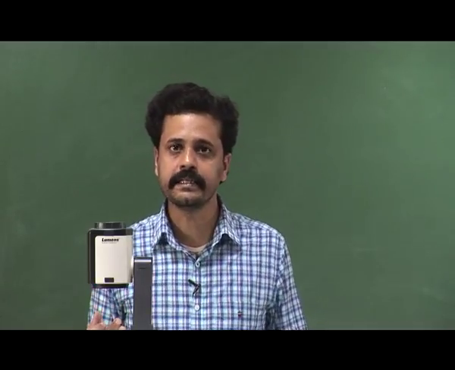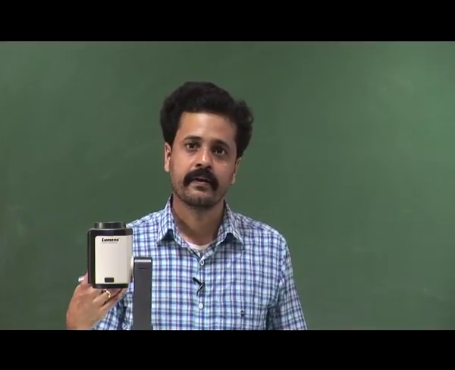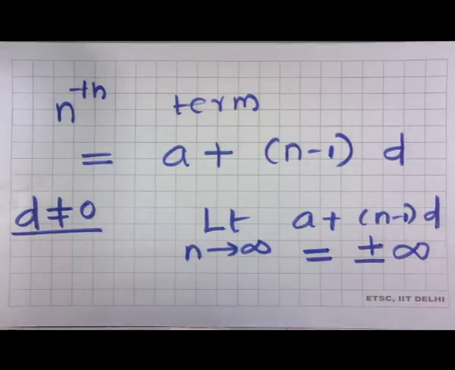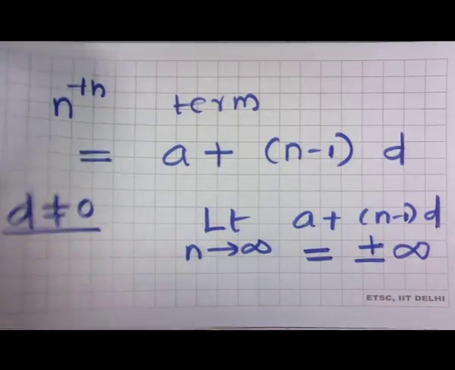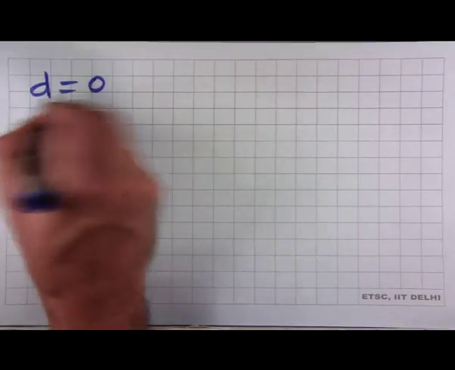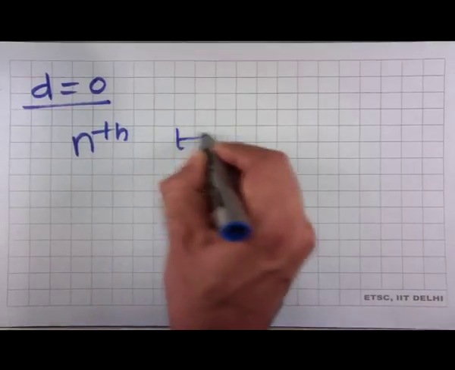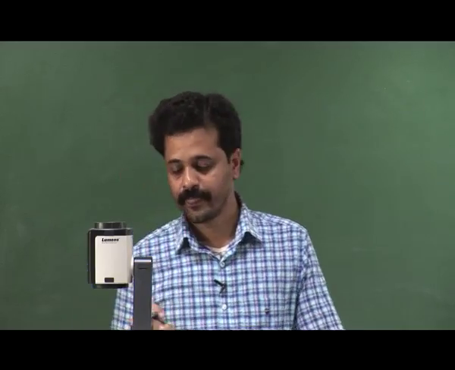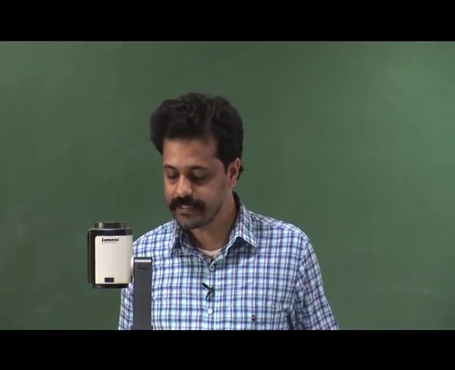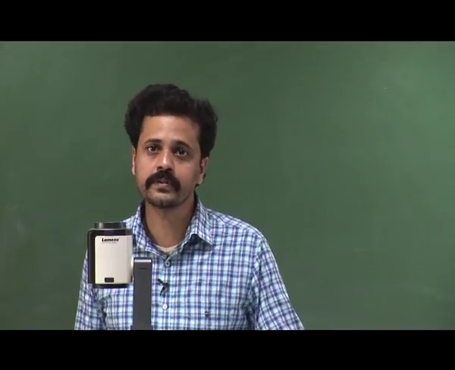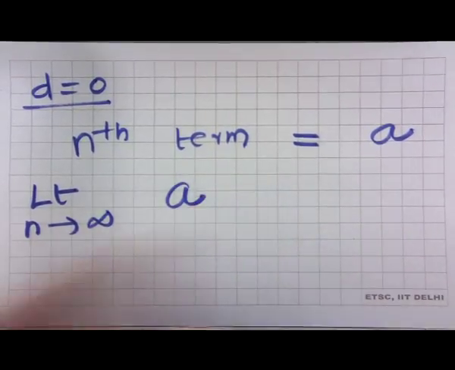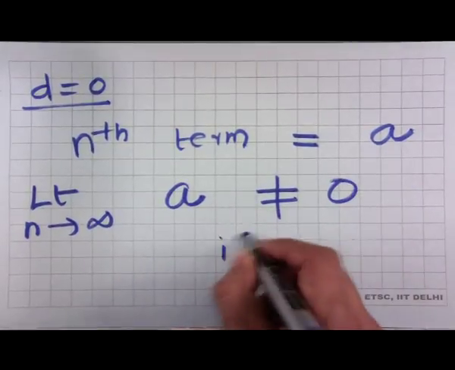As the nth term of the series does not come close to 0 when n becomes large, the corresponding series is not convergent. This is the case if d is not equal to 0. And when d equals 0, the nth term of the infinite series we are interested in reduces to a, which is fixed. Therefore, as n tends to infinity, the nth term does not become close to 0 when a is not 0. The limit as n tends to infinity of a, which is the nth term, is not 0 if a is not 0.